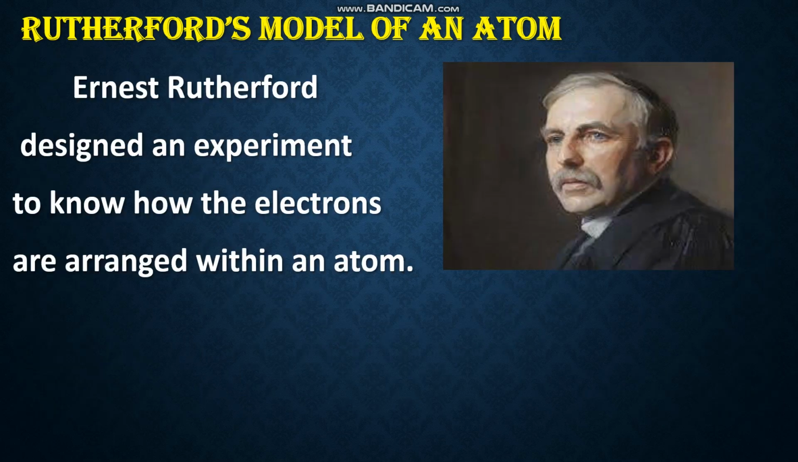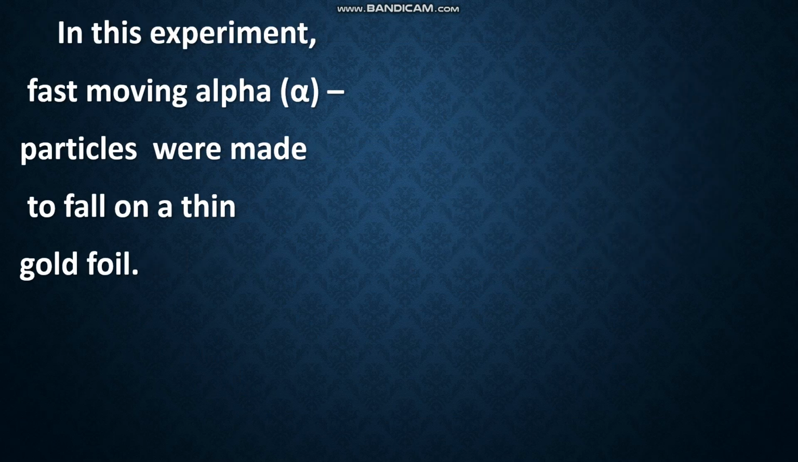Next we learn Rutherford's model of an atom. Ernest Rutherford designed an experiment to know how the electrons are arranged within an atom. So Thomson couldn't explain how these electrons and positive charges are arranged properly. In Rutherford's experiment, fast-moving alpha particles were made to fall on a thin gold foil.